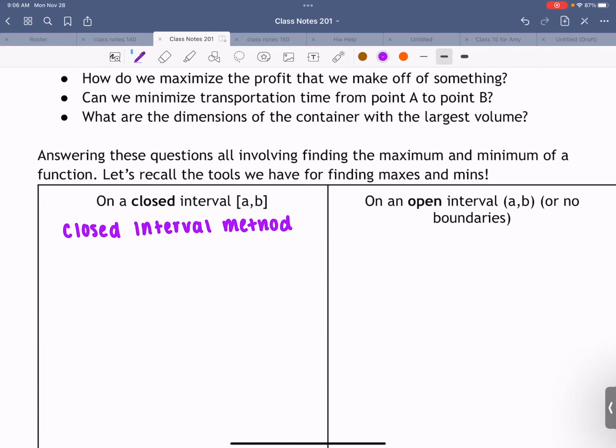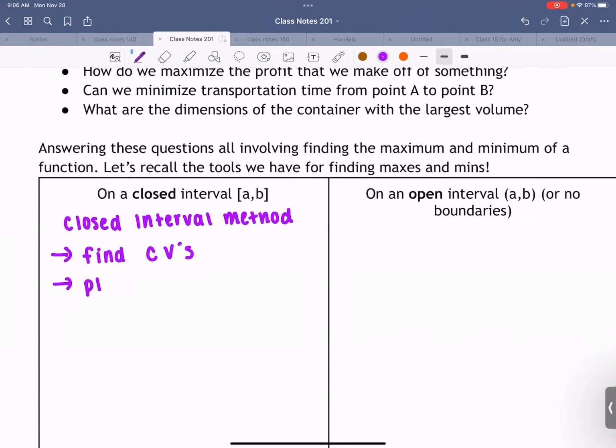That's kind of what we do when we're looking for absolute mins or absolute maxes. So find CVs. You said we're going to plug in the critical values into the function. So plug CVs into f. And then Michael said we also have to plug in the endpoints because the endpoints are also places where we can have a minimum or maximum, right? So plug in endpoints.